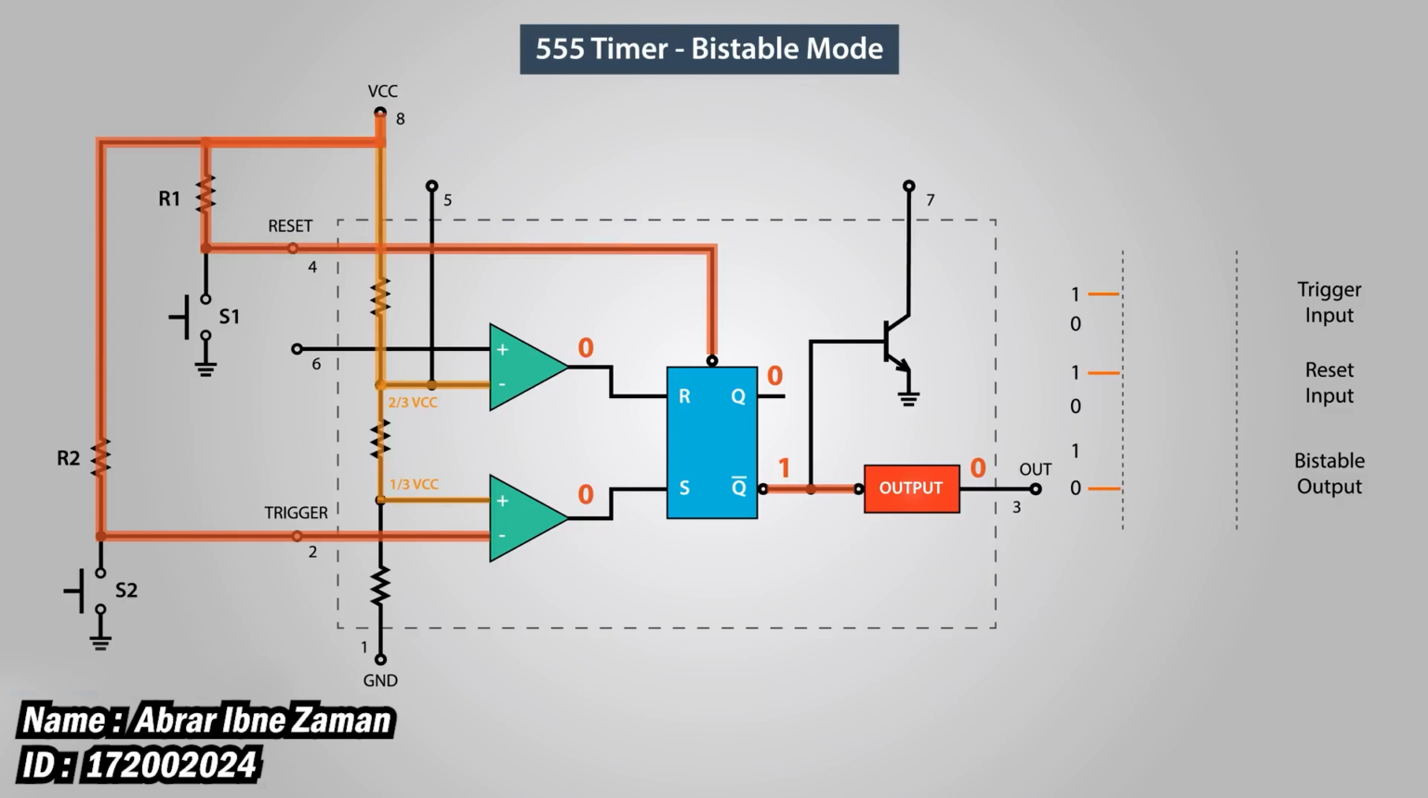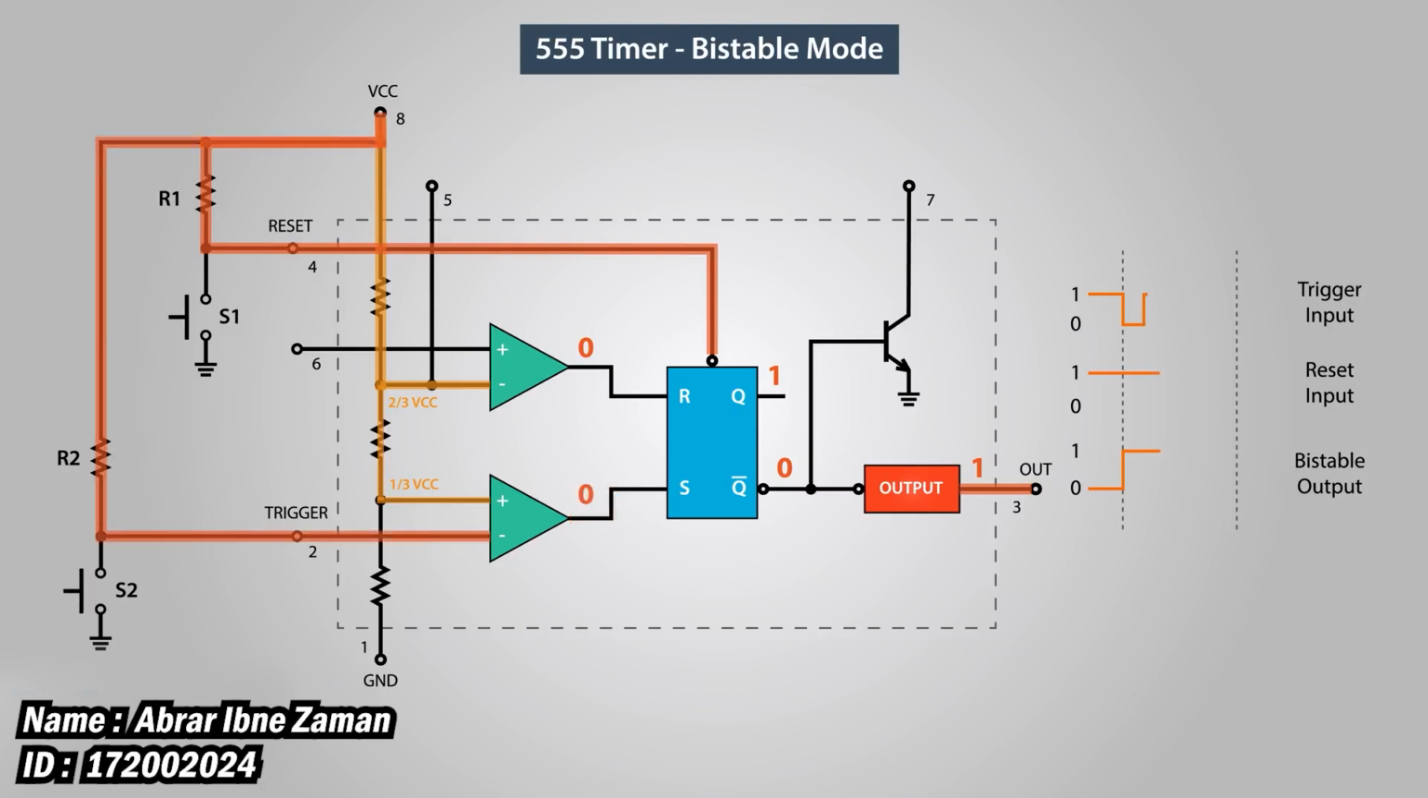Initially, the two comparator outputs are 0. Thus, the flip-flop output as well as the output of the 555 timer are 0. If we press the trigger push button, the trigger input will become low. So the comparator will output high and it will make the flip-flop Q bar output go low. The output stage will invert this and the final output of the 555 timer will be high.